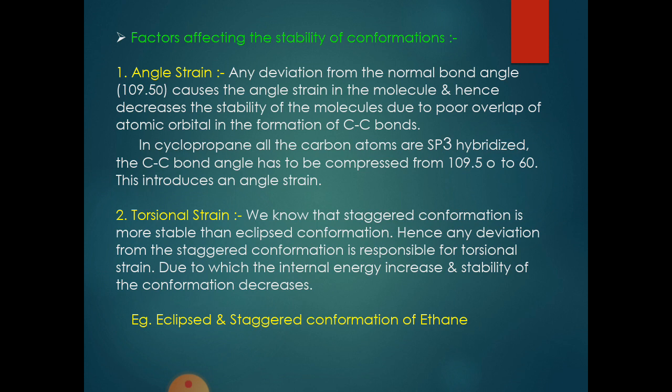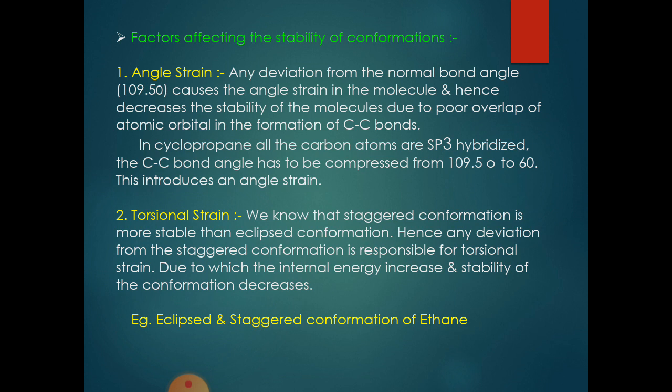Any deviation from the normal bond angle, that is 109.5 degrees, causes angle strain in the molecule and hence decreases the stability of the molecule due to poor overlap of atomic orbitals in the formation of the carbon-carbon single bond. In cyclopropane, all the carbon atoms are sp3 hybridized. The carbon-carbon bond angle has to be compressed from 109.5 to 60 degrees. This introduces an angle strain. This is the first factor.